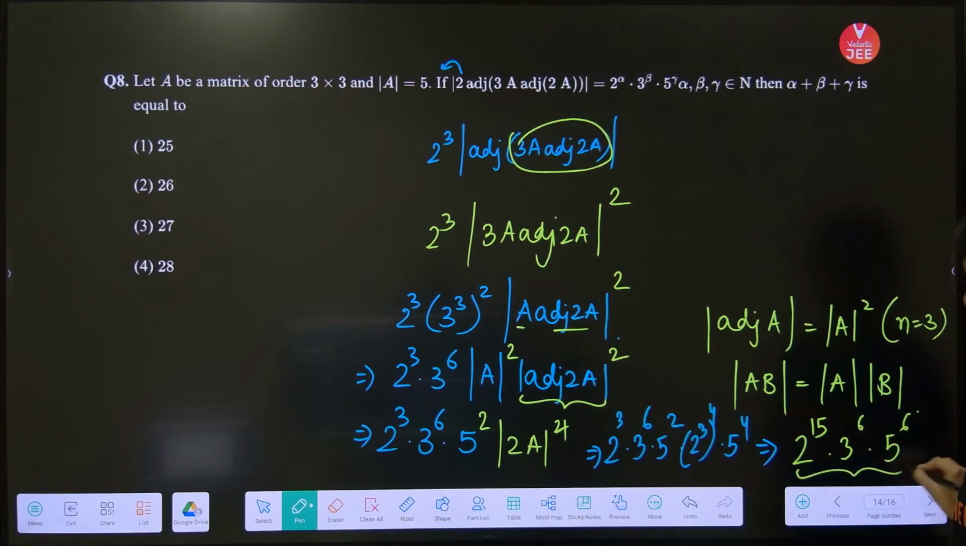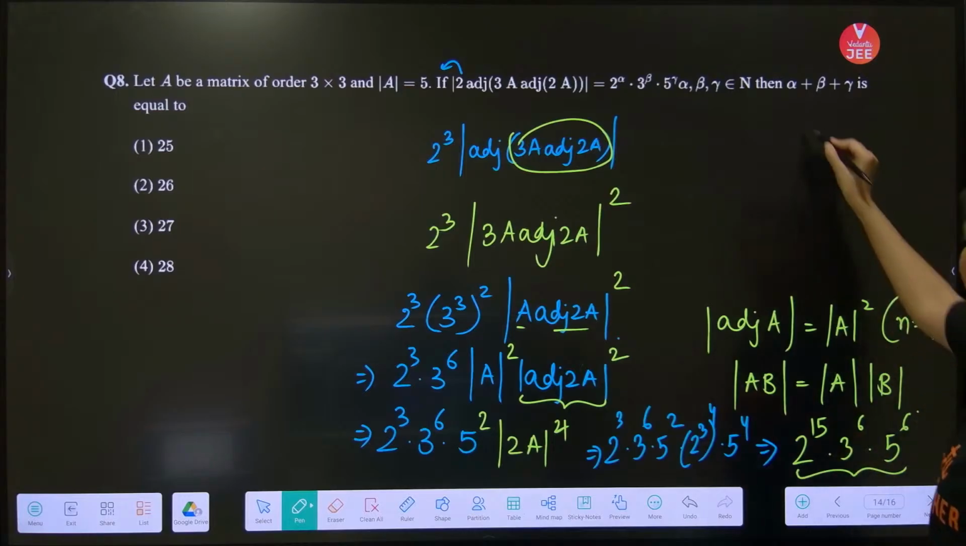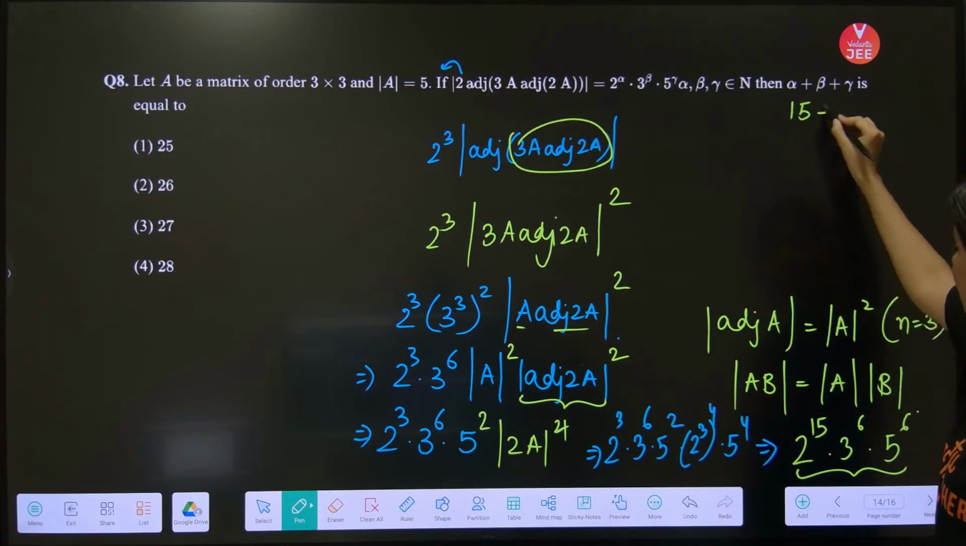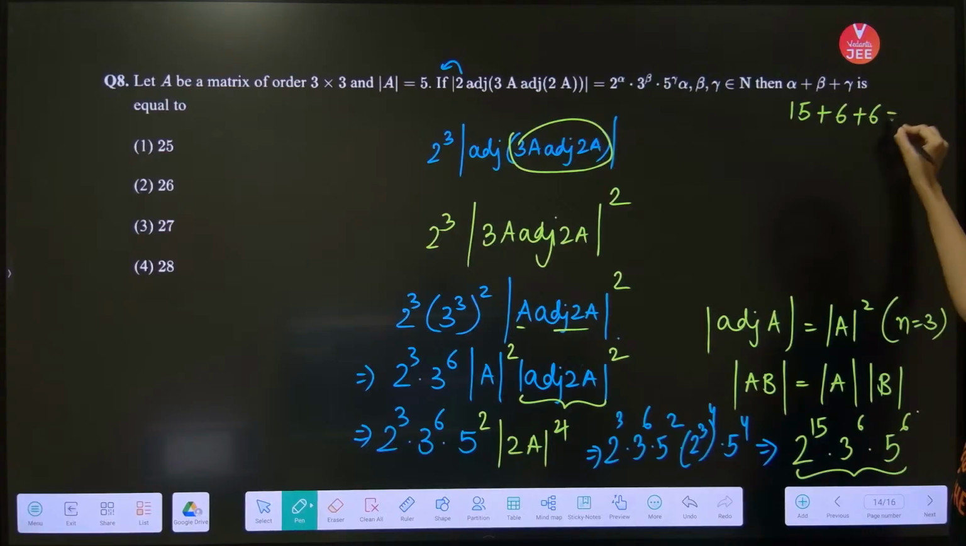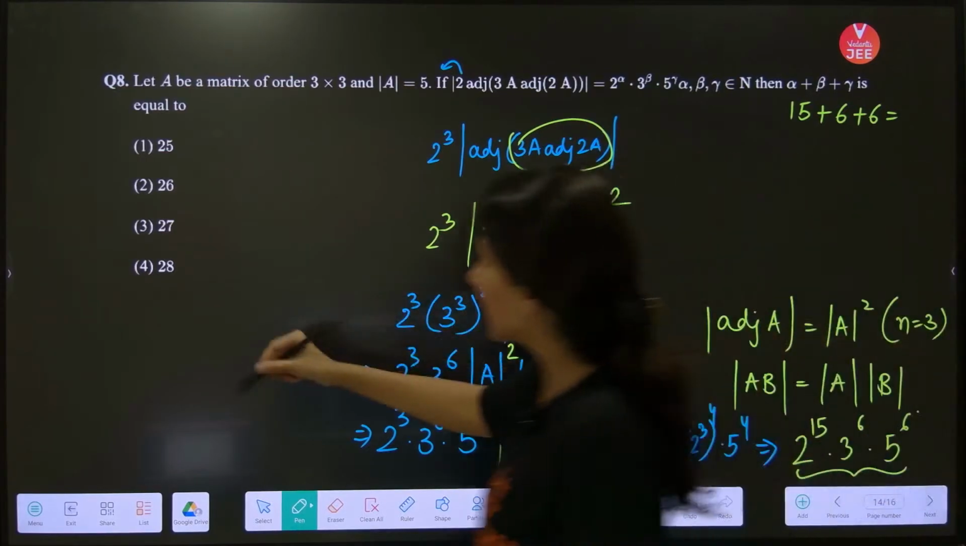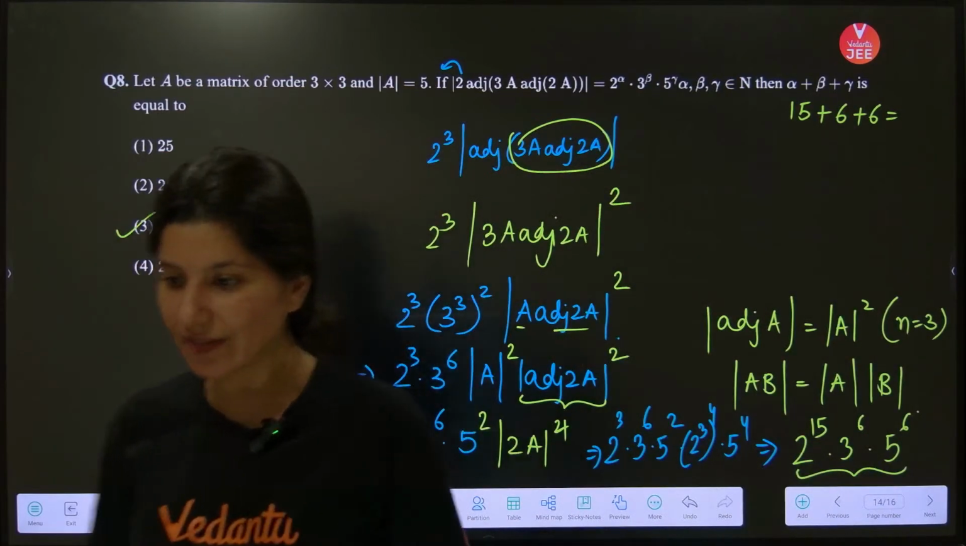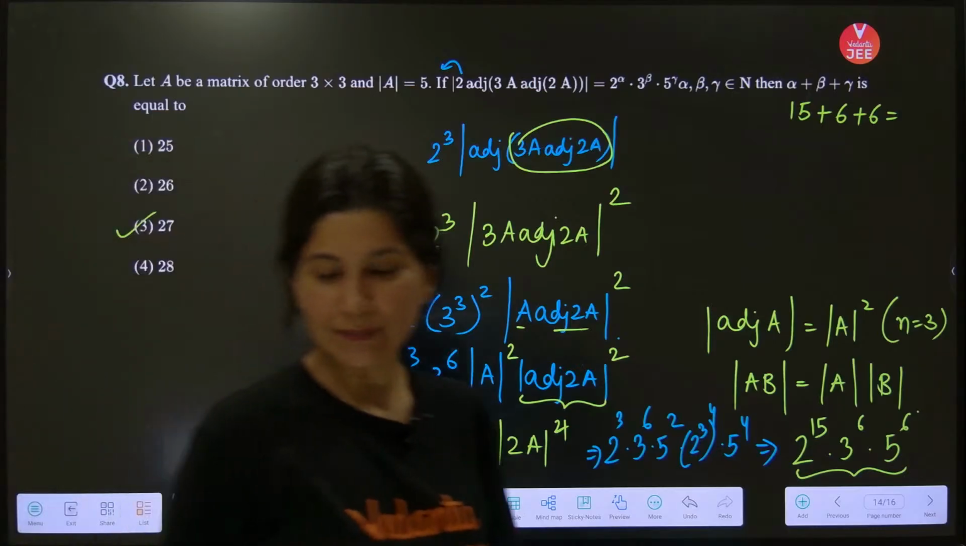This is your answer. What does that mean? Alpha is equal to 15, beta is 6, gamma is 6. 21 plus 6, option C, 27, everybody.